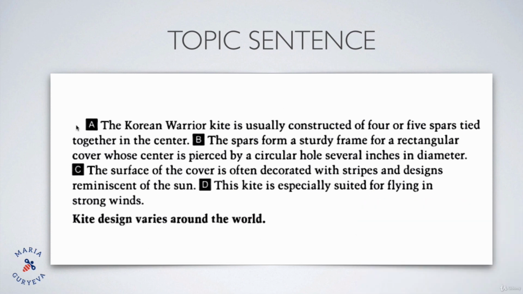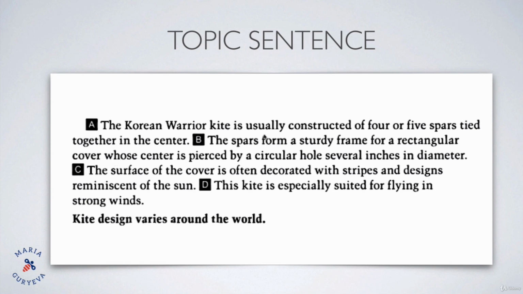So here we have this text. The Korean warrior kite is usually constructed of 4 or 5 spars tied together in the center. The spars form a sturdy frame for a rectangular cover whose center is pierced by a circular hole several inches in diameter. The surface of the cover is often decorated with stripes and designs reminiscent of the sun. This kite is especially suited for flying in strong winds. And we have the sentence, kite design varies around the world, right? So this is a very general sentence. And of course, the best place for it is this place, letter A.